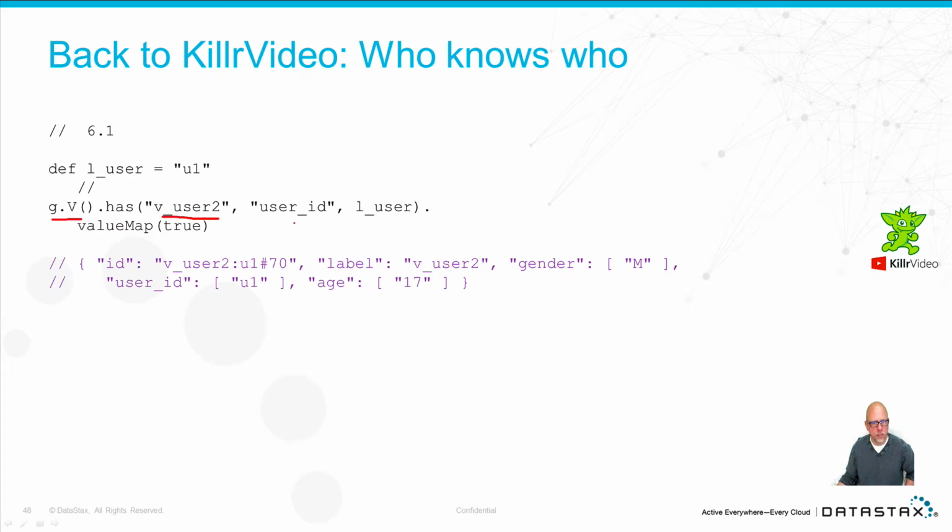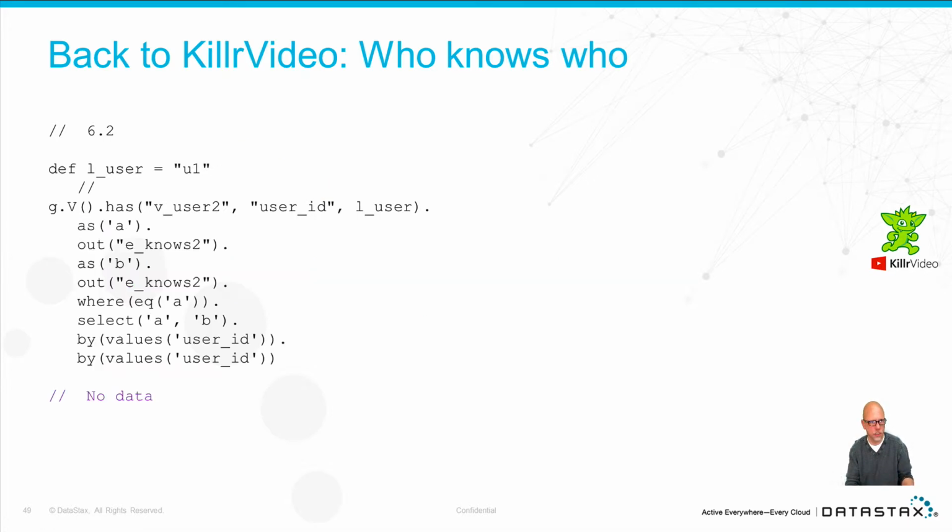Just the vertex known as user and just the user ID of U1. Finally, not feral. And what is in scope? We get the two meta columns of ID and label. We get the gender. We get the user ID U1, and apparently they are age 17. So this is the row U1 in the user table. They're a 17-year-old male, and they're known by the name U1.